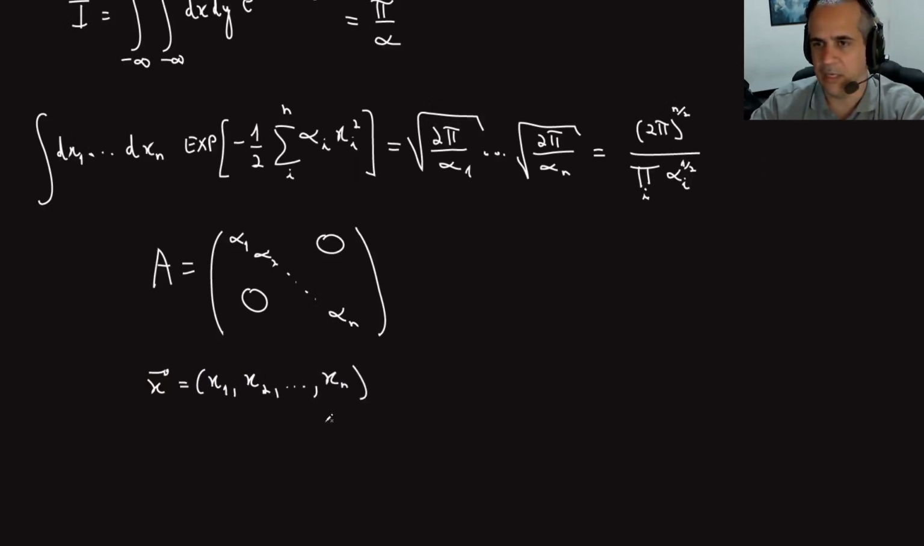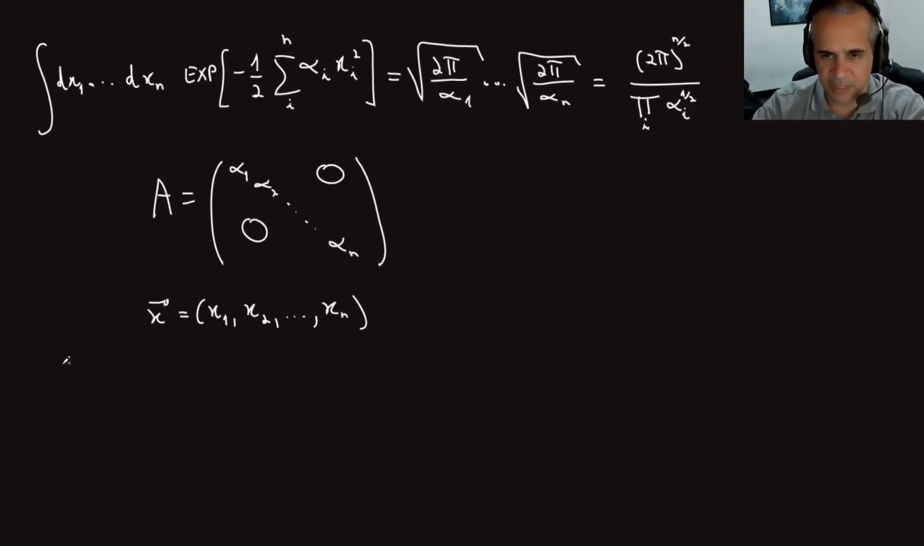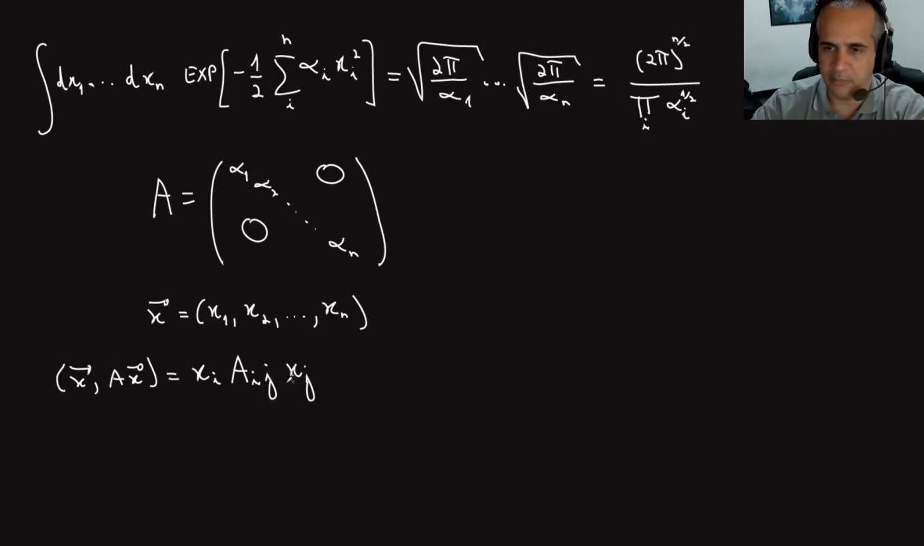And then this scalar product of x with Ax will be just x_i a_ij x_j. Again, I'm using the convention that the repeated indexes are summed over, and this is the product of x with Ax, which is exactly this, right? It's exactly what I have here. This is just the sum i to n of alpha_i x_i squared.